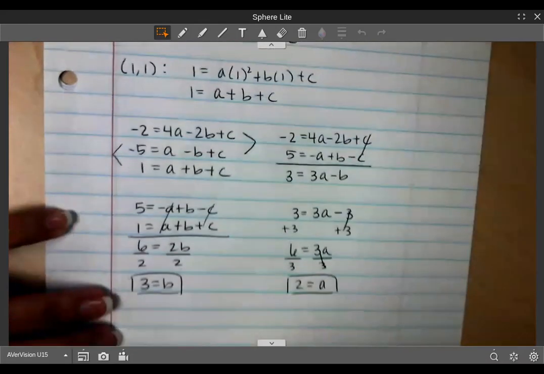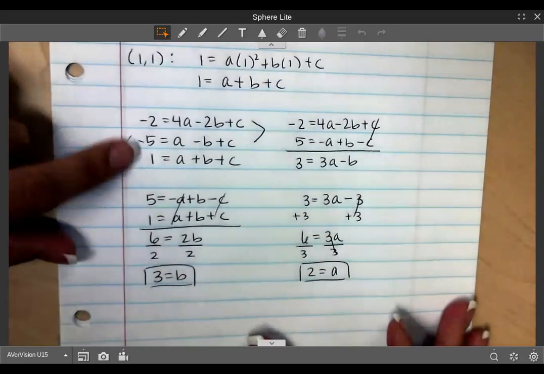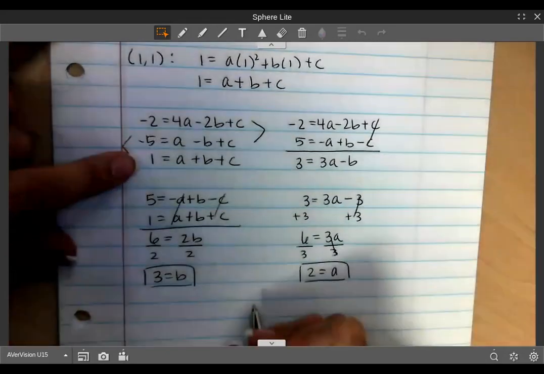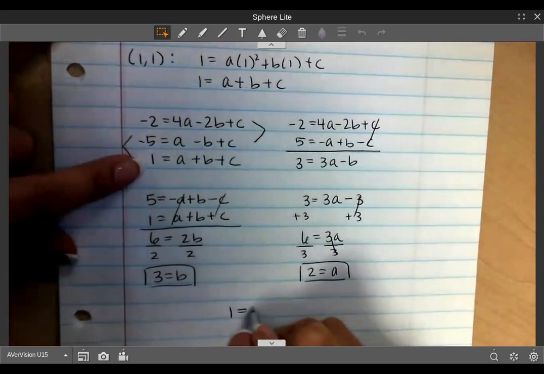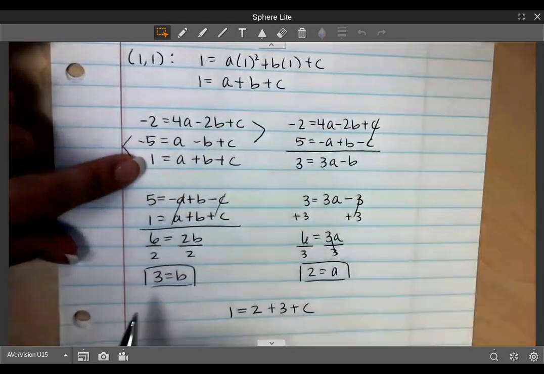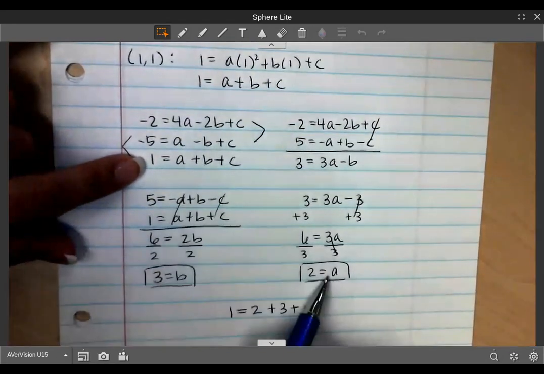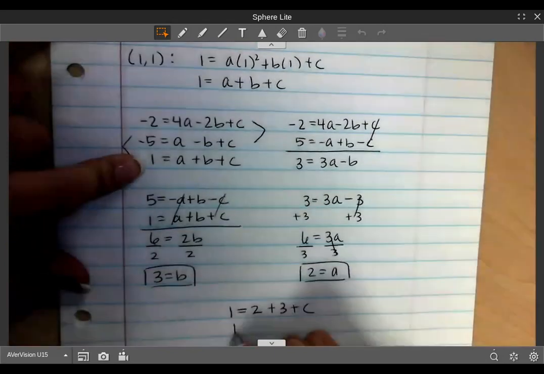And once we have two of them, we can always go back and get the third one, substituting it into one of the three equations. So I'll go ahead and substitute into that last one, and I get 1 is equal to 2 plus 3 plus c. So I've taken the 3 and plugged it in for the b. I've taken the 2 and plugged it in for the a, and all I need to do is solve for that c.